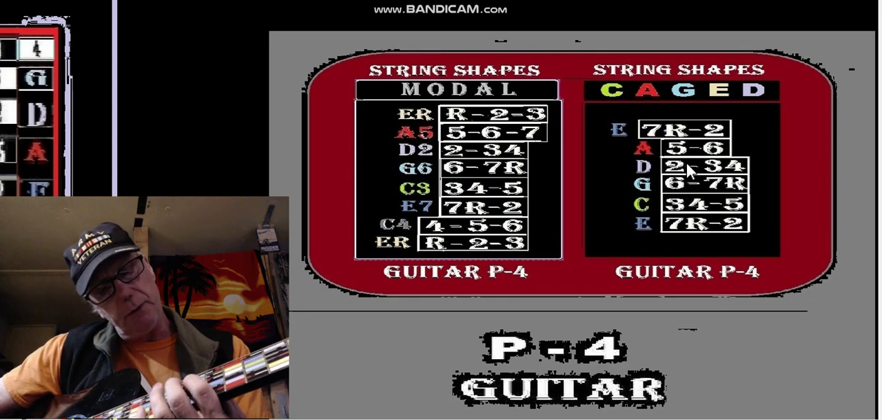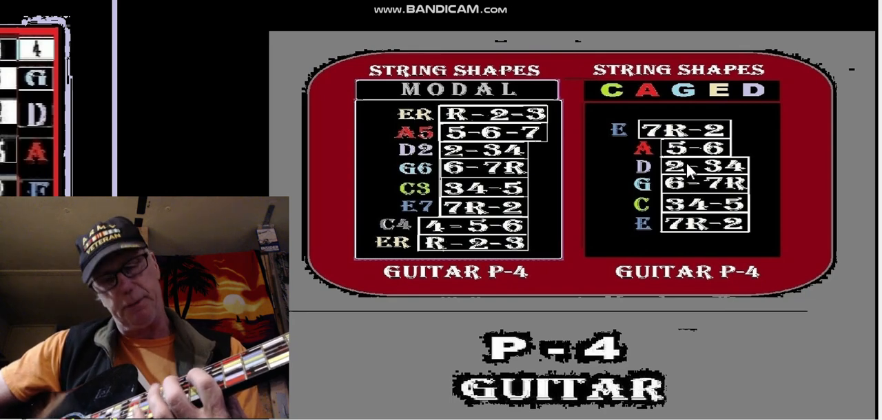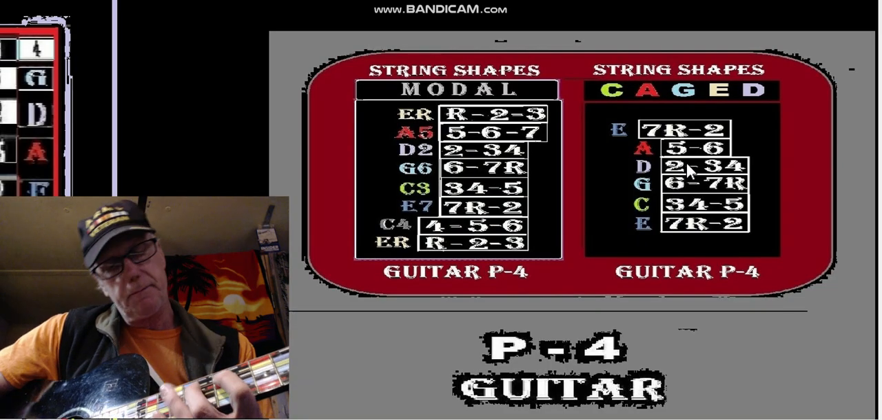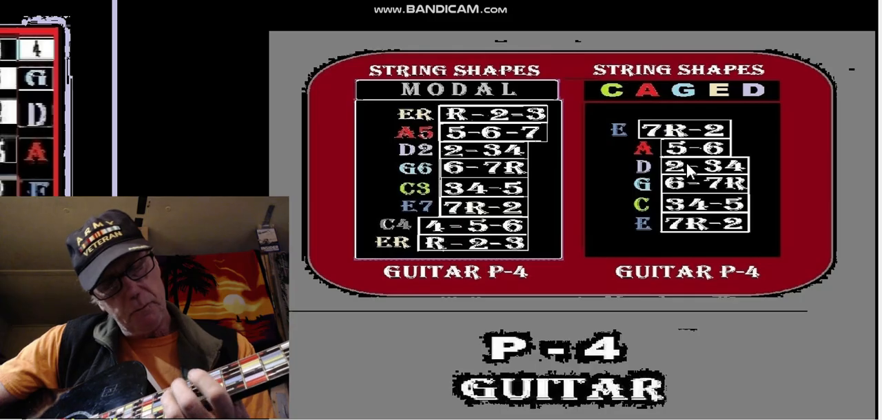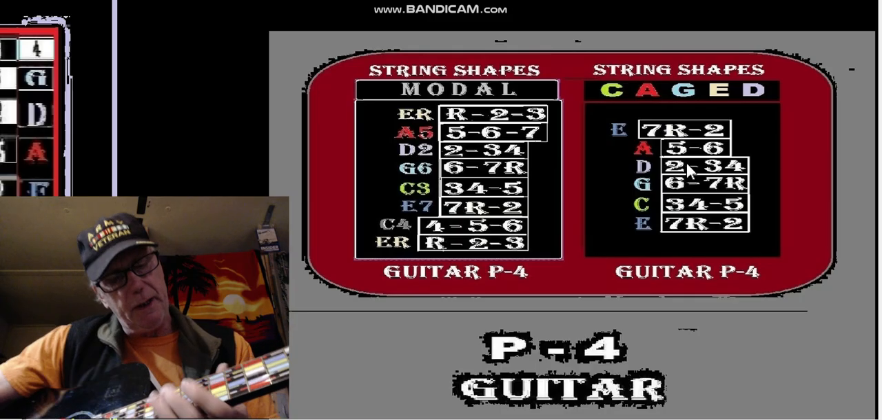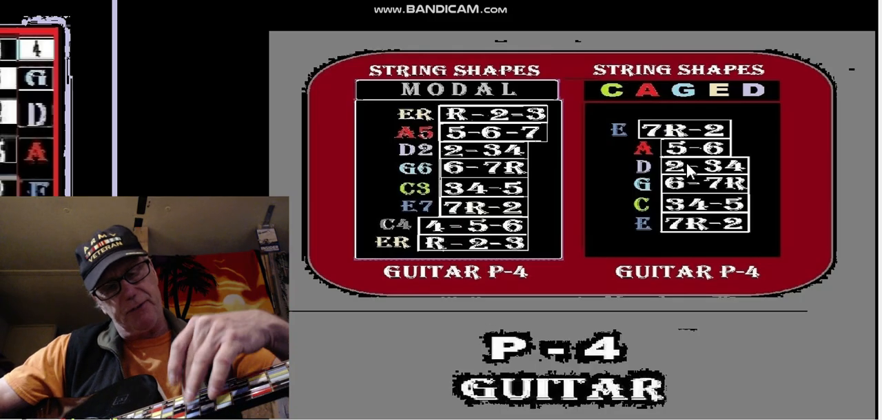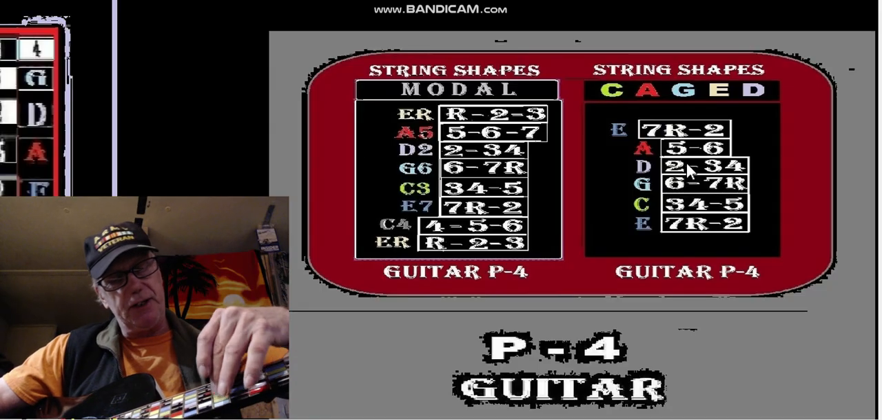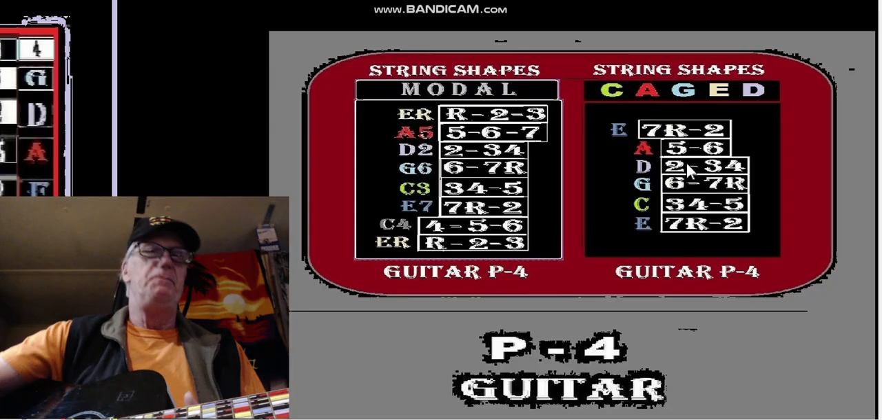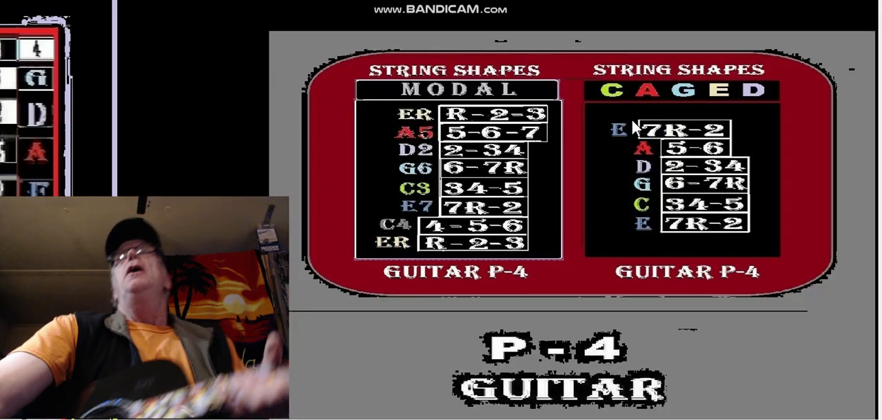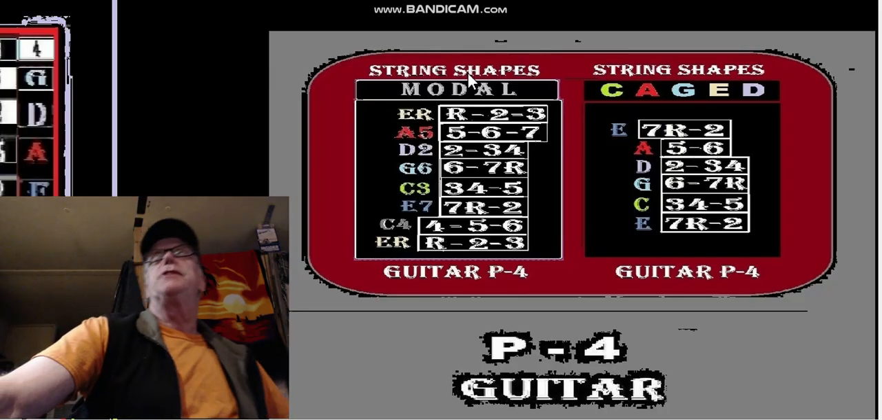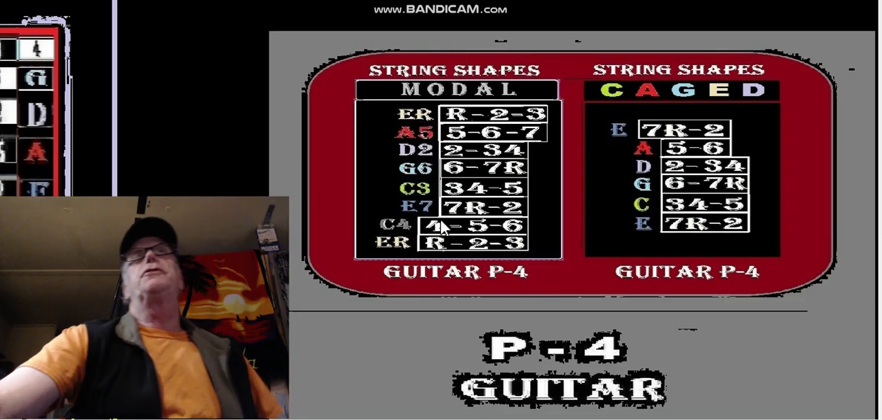Now we're going to warp up for that 5 6. Although with 2 3 4 down here in P4, it would be right on top. That was the first thing I learned, that 7L. Remember 7L? That's the first thing I learned about the pentatonic scale. So these are the cage string shapes. These are the modal string shapes.